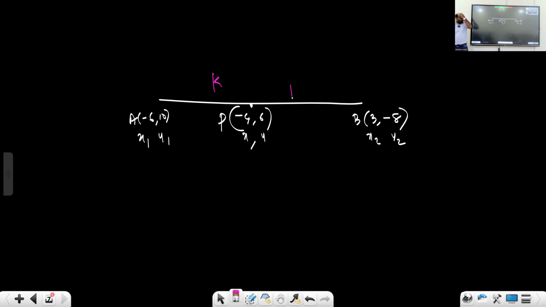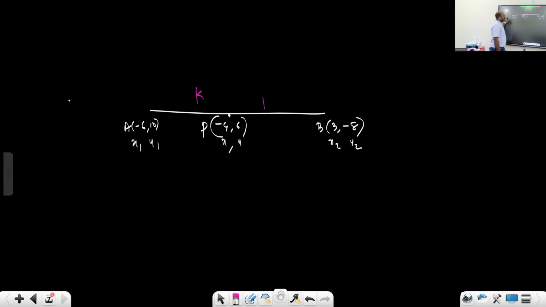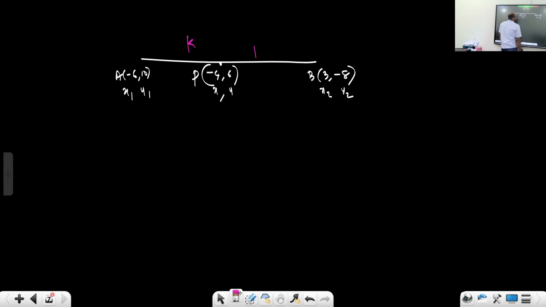Don't worry. Let P(-4, 6) divide AB in the ratio K:1. How to write it? Everybody knows, I think. P divides AB in the ratio K:1.